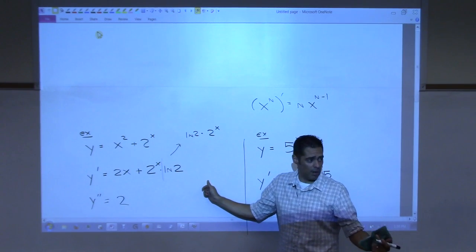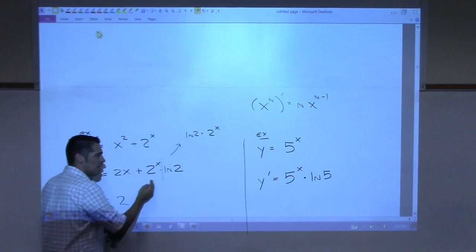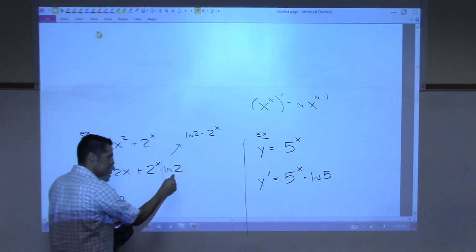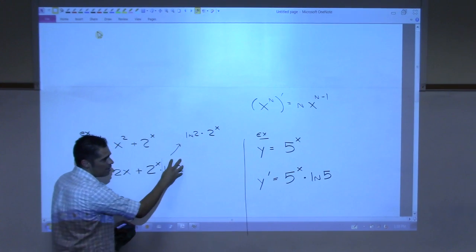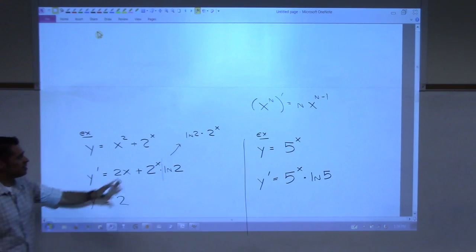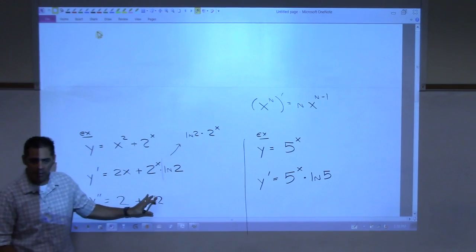Now, could you do product rule? Yes. But when you do derivative of this times this plus derivative of this, what's the derivative of this? 0, because it's a constant. So you could do product rule, but I wouldn't. I would just treat this as a constant. Here it is, the natural log 2, coming along for the ride.